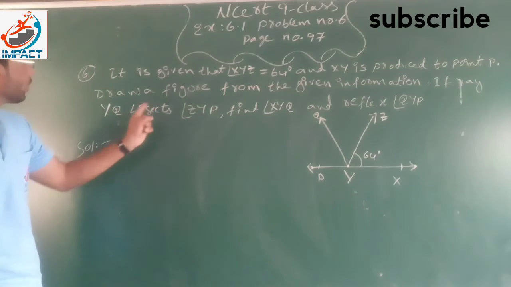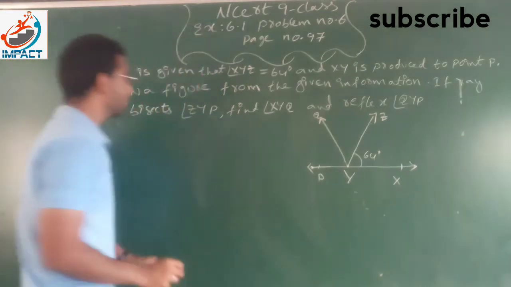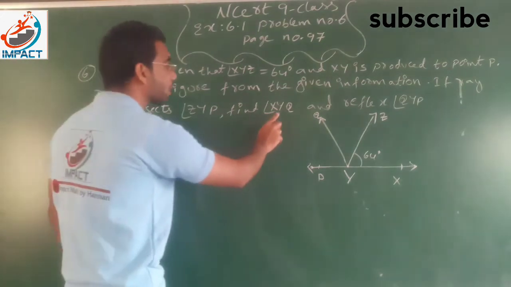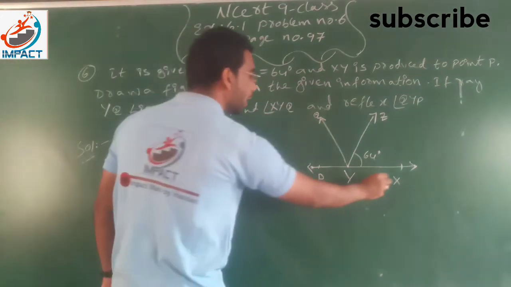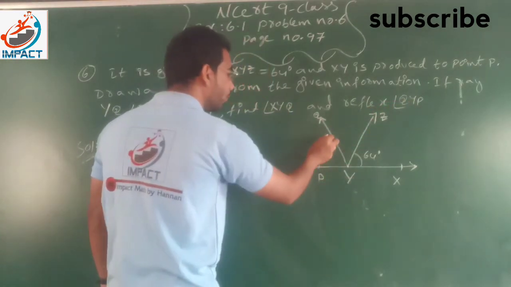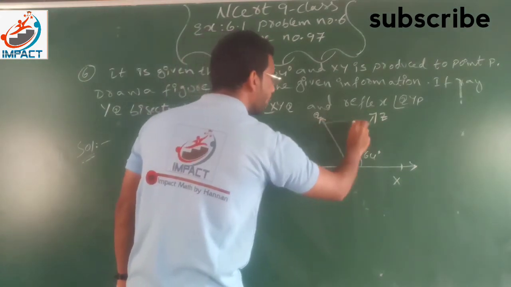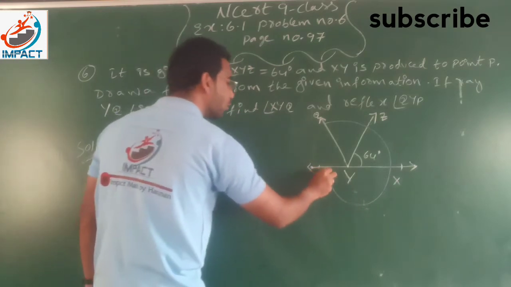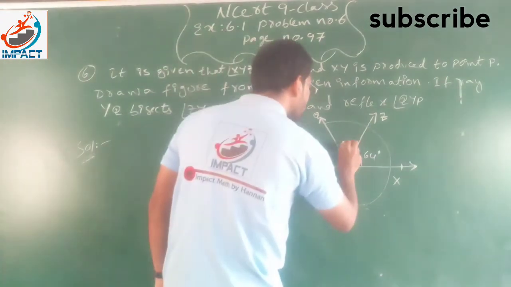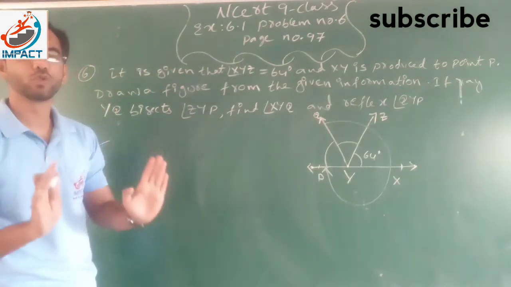Next, YQ bisects angle ZYP. Bisecting means dividing the angle into two equal parts. We are going to find out XYQ and reflex QYP. Reflex QYP means the total on this side, up to here, the reflex angle. Now if it is bisecting, these two will be equal to each other, because bisecting means dividing the angle into two equal parts.